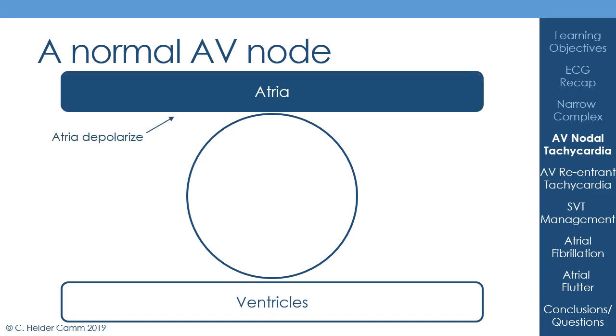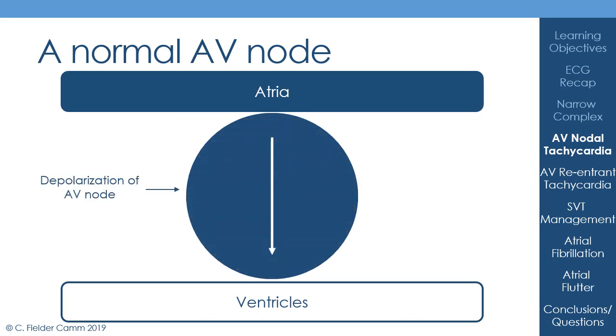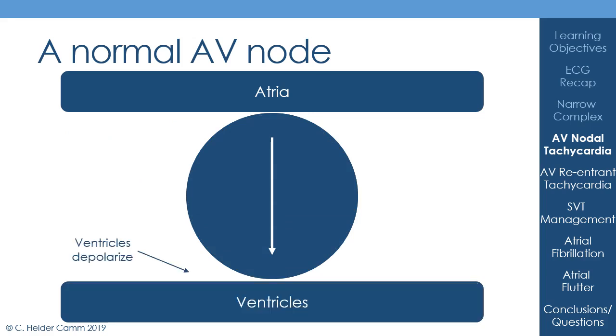And what normally happens is the atria depolarize, and so I'm going to use the dark blue color here for depolarization through the rest of this lecture. So the atria depolarize, then the AV node depolarizes, and then the ventricles depolarize. And this is what happens in a normal AV node working normally.